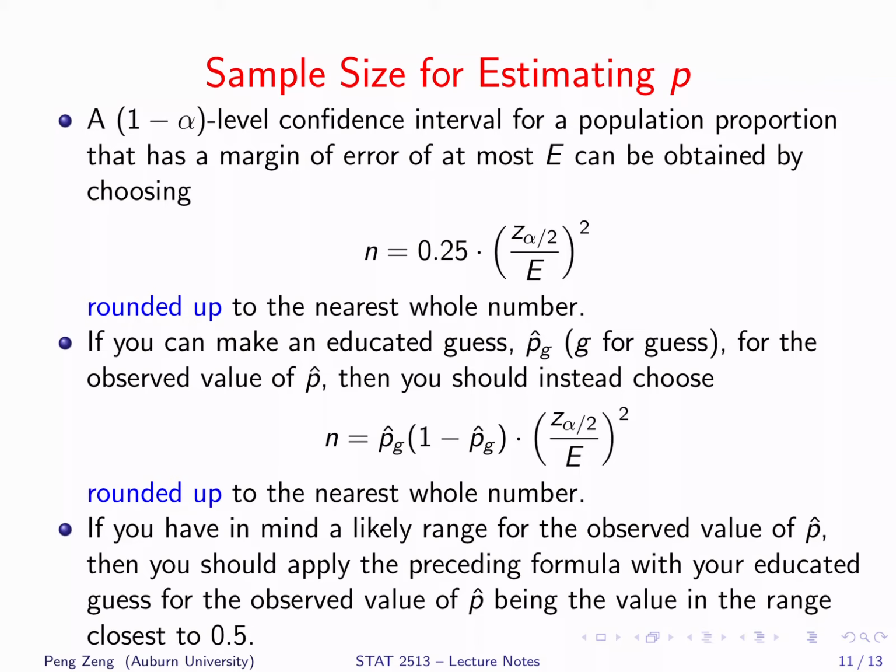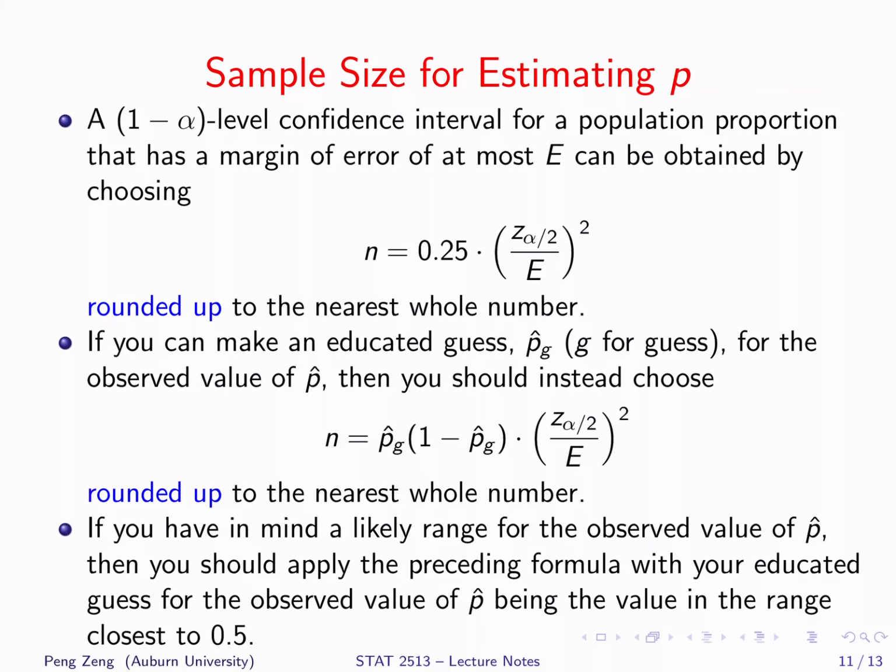A 1 minus alpha level confidence interval for a population proportion that has a margin of error at most e can be obtained by choosing n equals 0.25 times z alpha over 2 over e, squared. This number may be a decimal. We need to round it up to the nearest whole number. Notice that it is rounding up, not rounding.